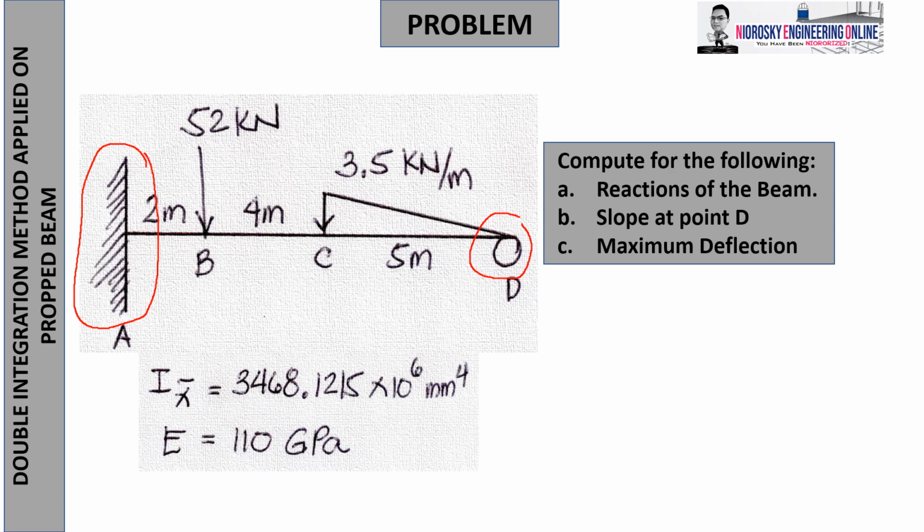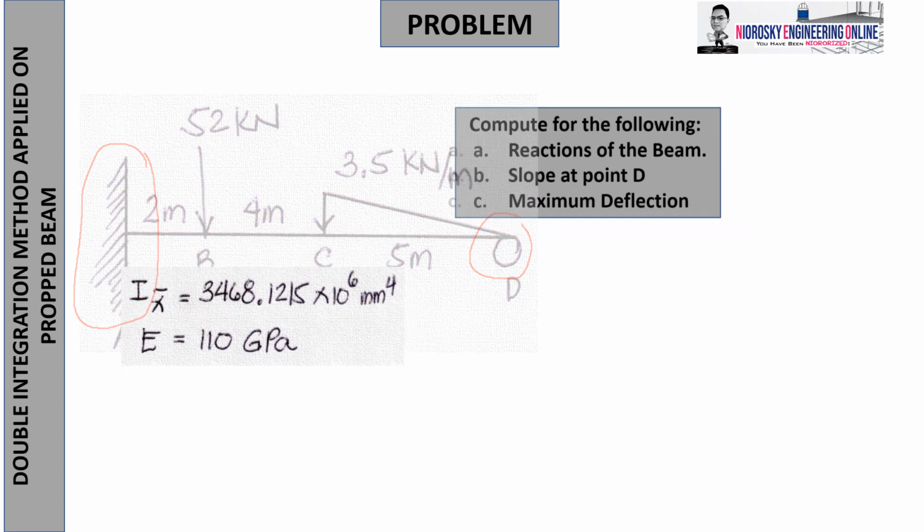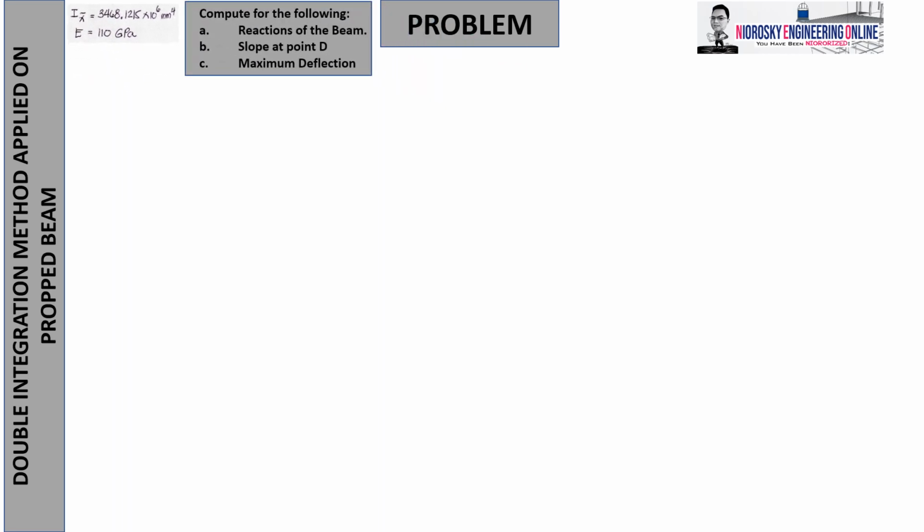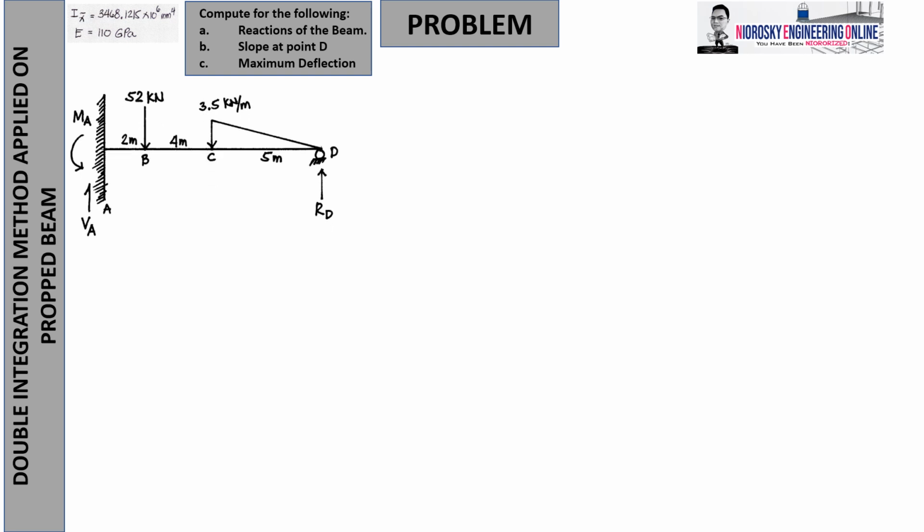So let's try to analyze how we solve this kind of problem. This will be our figure of analysis. Tingnan natin kung ano ba yung degree of statical indeterminacy ng isang tinatawag natin prop beam. The reactions are 4, because we have 3 reactions on the fixed support and one reaction on the roller support. The members to be analyzed is only 1. So 4 minus 3 times 1 is equal to first degree.